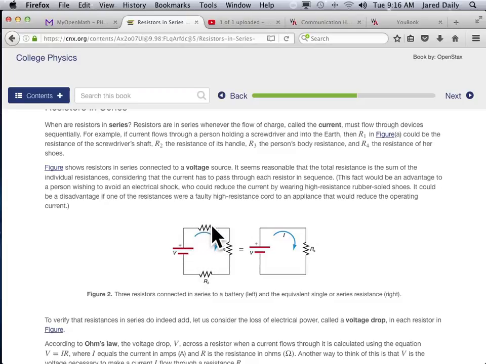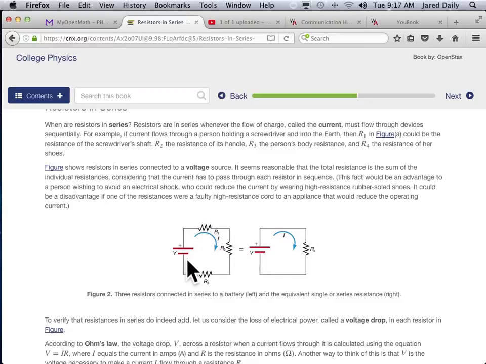So in this case, you have 1, 2, 3 resistors all lined up in a row, and the current leaves the battery and goes through this first resistor, and then it goes to the next resistor, and there was nowhere else for it to go. The current can't just jump out of the circuit. There has to be a wire for it to travel along, so it can't go anywhere. It has to go through the second resistor. There's no other path, so it has to go through the third resistor.